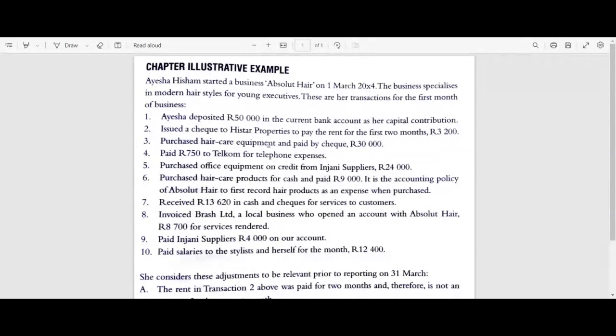Purchased hair care equipment and paid by check, or let's call that now electronic funds transfer. Purchased hair care equipment and paid by electronic funds transfer, 30,000 rands. Now, as Dr. Titz in that video that we played the other day also mentioned, sometimes the easiest part of any journal is the one that involves the flow of money. So let us maybe start there.